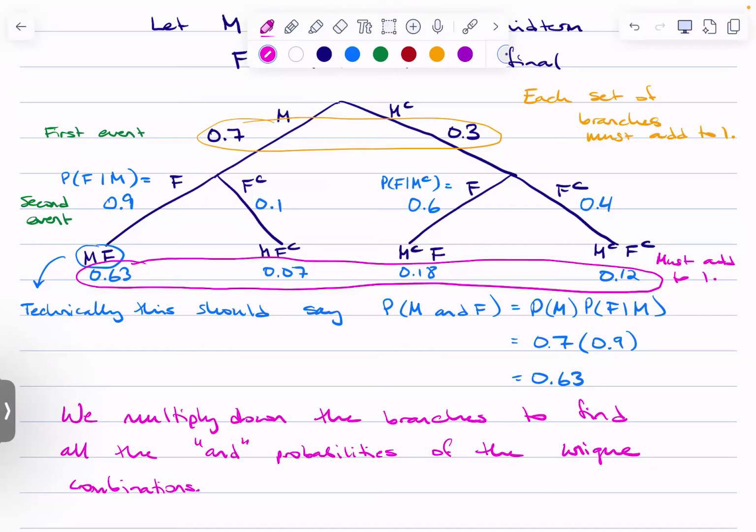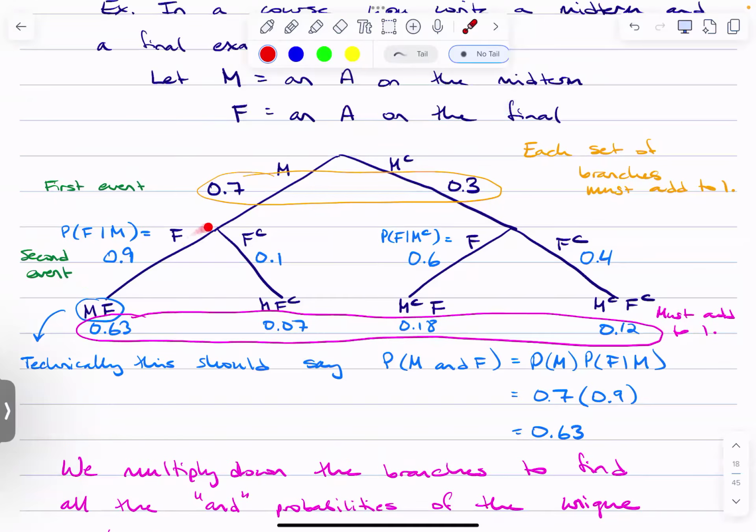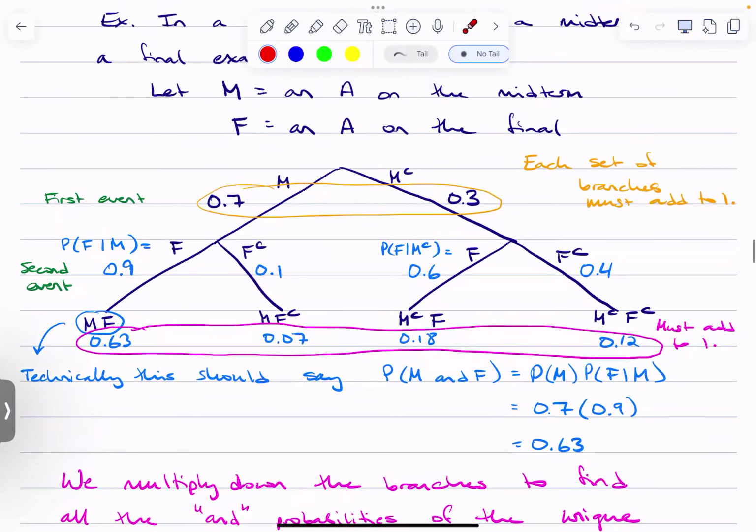So, excellent segue. Now, let me clarify something. Do you mean this F and this F? Yes. So the first event, right, you got an A on the midterm or you didn't, that splits you up, right? And depending on what happened on the midterm, that will determine the probability of getting an A on the final.